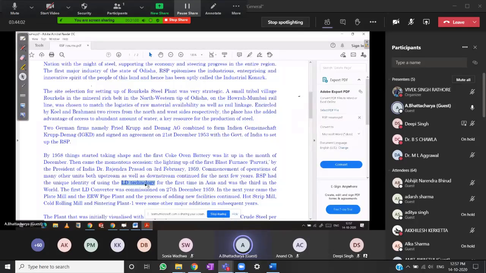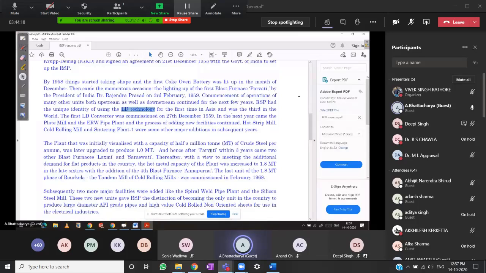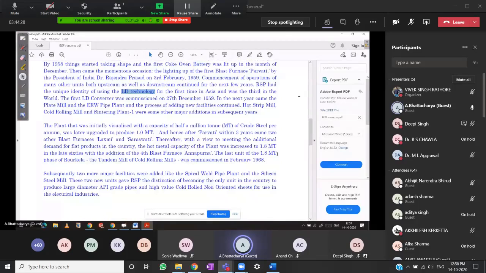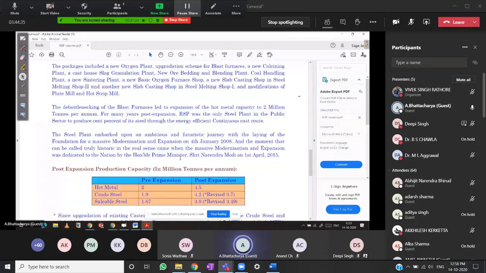After this Parvati, there are other blast furnaces, Lakshmi, Saraswati, etc. Durga, Annapurna, all these have been added subsequently. The capacity was 1.0 million ton, and now after modernization, it has become 4.5 million ton capacity. It has gone at par with the best.